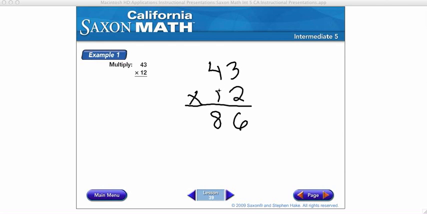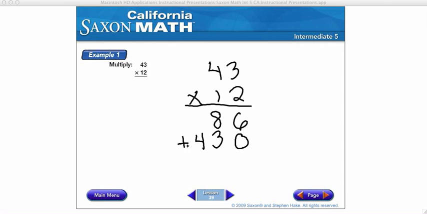Now I'm going to multiply by the tens digit, and this is like saying I'm multiplying by a 10. Whenever I multiply by 10, I have to have a 0 down here. Think of it as a placeholder, or think of it as multiplying by 10. 10 times 43. So now that I have the 0 in the ones place, I can now multiply by 1. And I go back to the ones place and I multiply right to left. 1 times 3 is 3. 1 times 4 is 4.